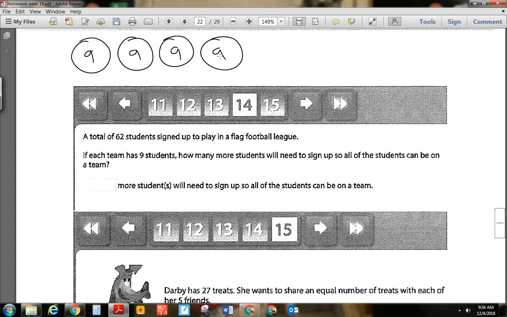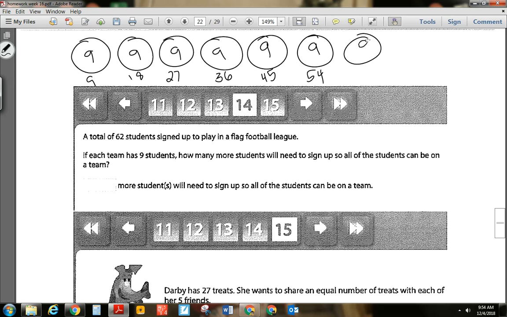Sorry guys, 9 times 4 is 36, so that's 36 students. 9 times 5, that's 45 students so far, right? So we had 9, 18, 27, 36, 45. Another team of 9 students, that's 54. Another 9 would get us to 9 times 7. 9 times 7 is 63. Ooh, I don't have 63 students though. I only have 62, right? So I would need one more student, you see? One more student would get us to that last team, okay?